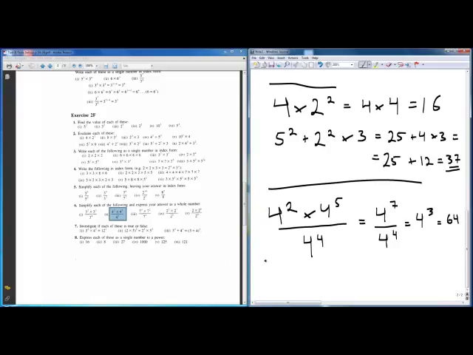And here we're going the other way, backwards. Express each of these as a single number to a power. For example, number 4, 1000 is the same thing as 10 index 3. 125 is the same thing as 5. 5 times 5 is 25. 25 times 5 is 125. So 5 index 3.